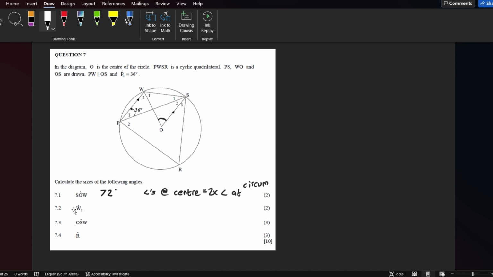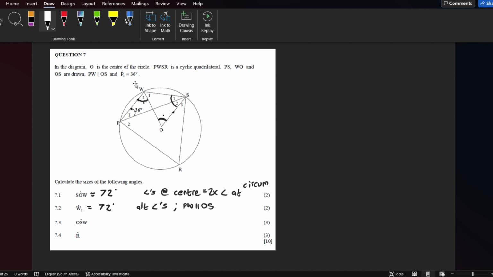Looking at question 7.2, it asks us to calculate W2. Now W2 we can see lies on a parallel line, and so does SOW, which we have just calculated. Therefore W2 and SOW will be equal due to alternate angles. So W2 is therefore equal to 72 degrees as well, and that will be alternate angles. And when stating alternate angles, we have to mention the parallel lines, so that will be PW is parallel to OS.